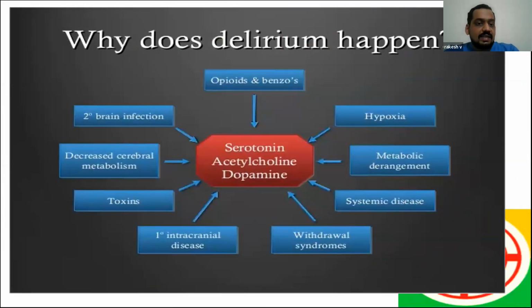Then why does delirium happen here? Because the patients will be on opioids and benzodiazepines, and there will be hypoxia in these kinds of patients. Chronically ill ICU patients will have metabolic derangement. All these factors lead to an imbalance of serotonin, acetylcholine, and dopamine in the brain. This imbalance ultimately leads to delirium inside the ICU.